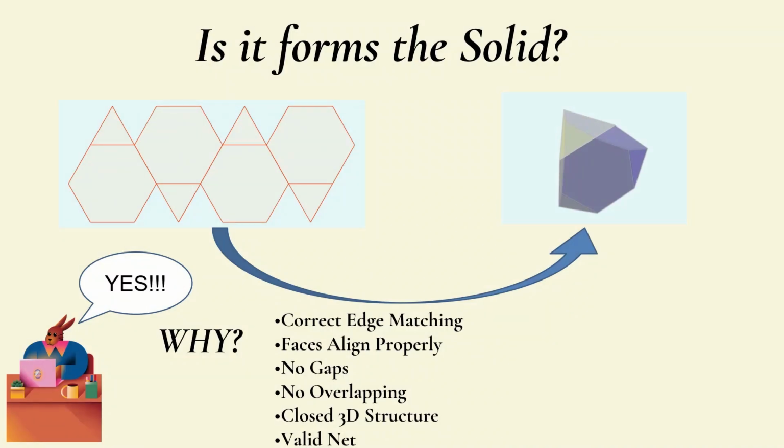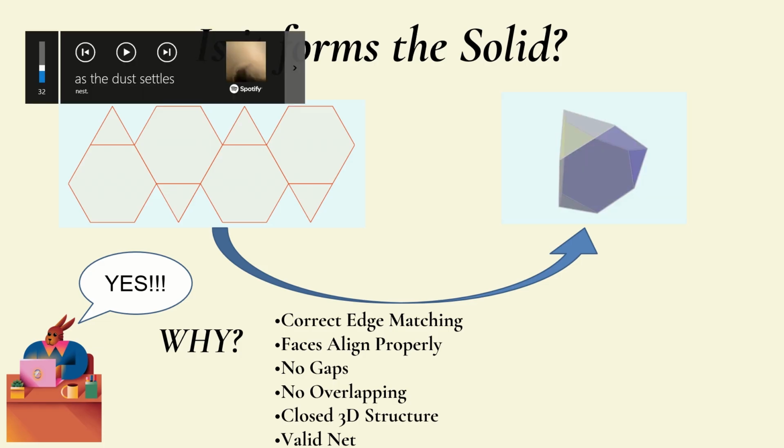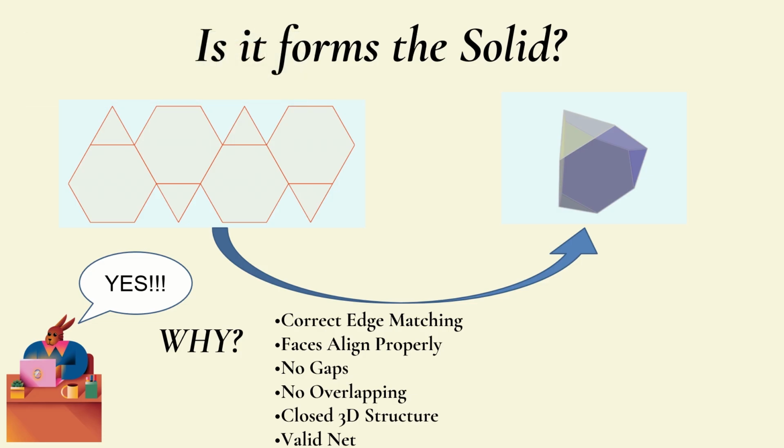Why does this net form the solid? The net forms a truncated tetrahedron because the faces are arranged in a geometrically correct way. Each hexagon is connected to triangles and other hexagons along matching edges, allowing the faces to fold neatly into place. When folded, all faces meet perfectly without any gaps or overlaps. This shows that the structure satisfies the geometric conditions required to form a closed 3-dimensional solid.